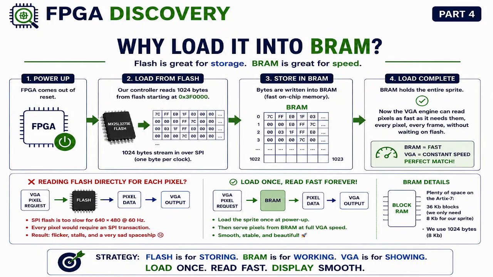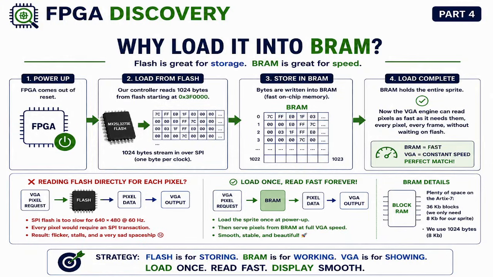You might wonder why we're bothering to copy the sprite into block RAM. Why not just read every pixel directly from flash as VGA needs it? The problem is timing. VGA continuously needs pixel data at a predictable rate. We don't want every pixel request to depend on completing an SPI flash transaction. Instead, we do the relatively slow operation once.